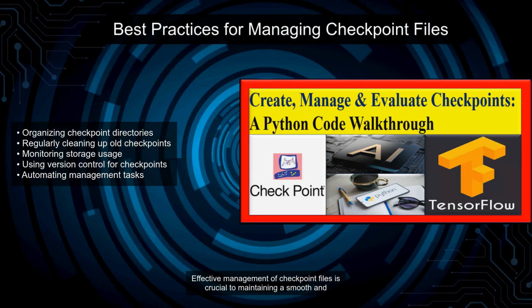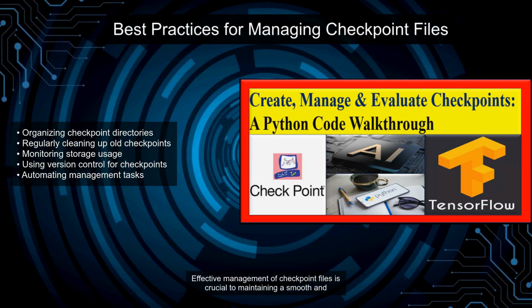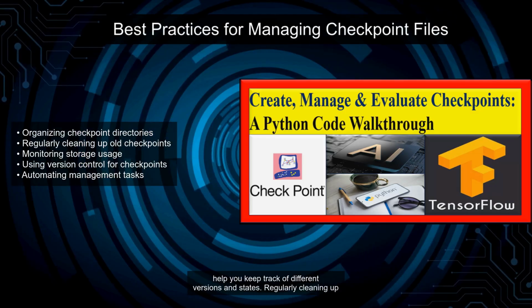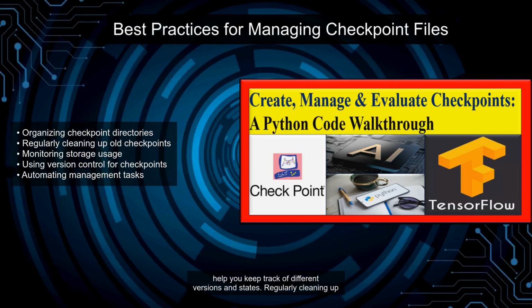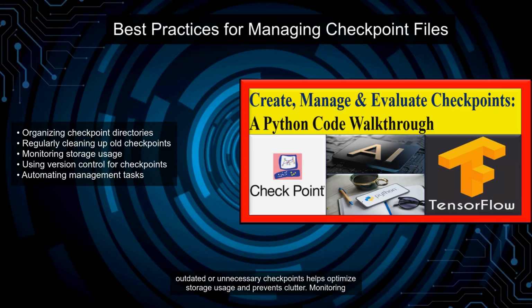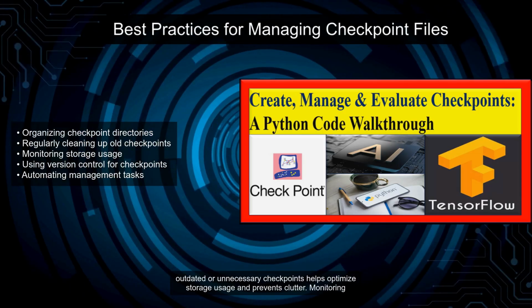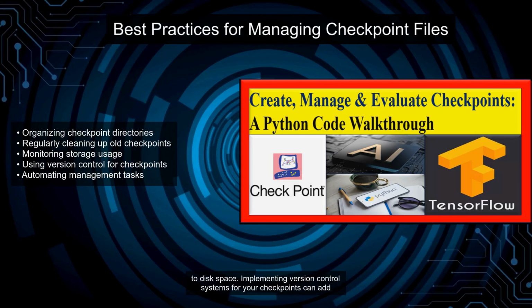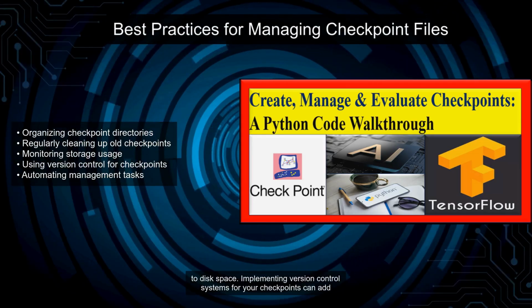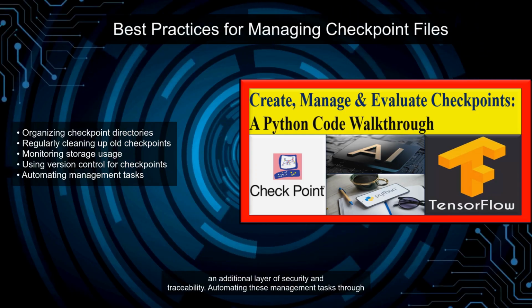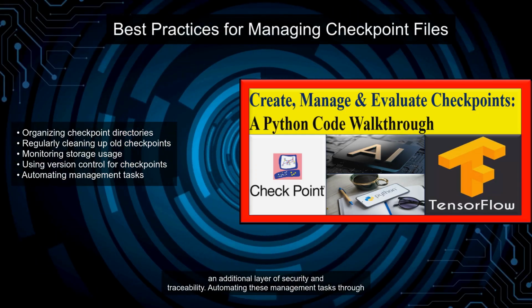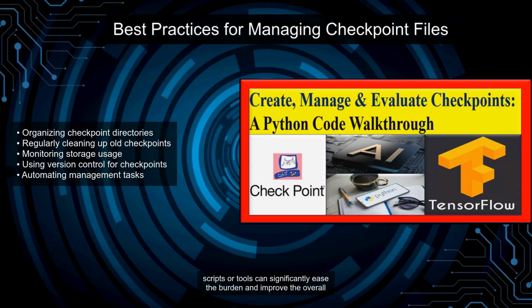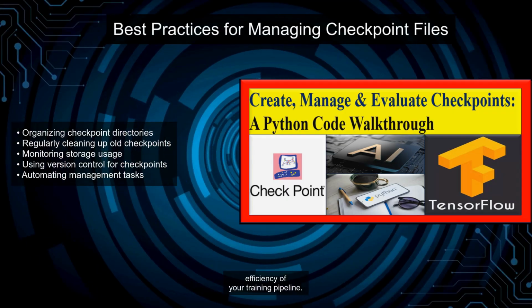Effective management of checkpoint files is crucial to maintaining a smooth and efficient model training process. Organizing your checkpoint files into well-structured directories can help you keep track of different versions and states. Regularly cleaning up outdated or unnecessary checkpoints helps optimize storage usage and prevents clutter. Monitoring your storage utilization allows you to anticipate and mitigate potential issues related to disk space. Implementing version control systems for your checkpoints can add an additional layer of security and traceability. Automating these management tasks through scripts or tools can significantly ease the burden and improve the overall efficiency of your training pipeline.